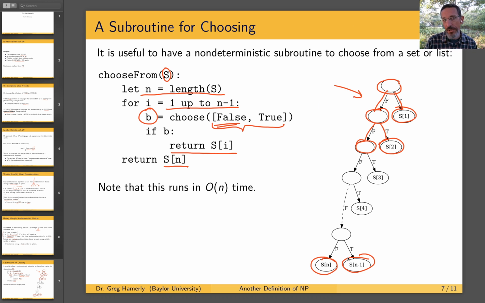Okay. What I want to emphasize here is that we're making a fixed number of choices for each non-deterministic choice, and choosing among n options, in this case, the way I've written it, requires order n time. So you have to consider how many non-deterministic choices you make, and the size of the thing that you're choosing from, when you're analyzing the complexity of a non-deterministic algorithm.